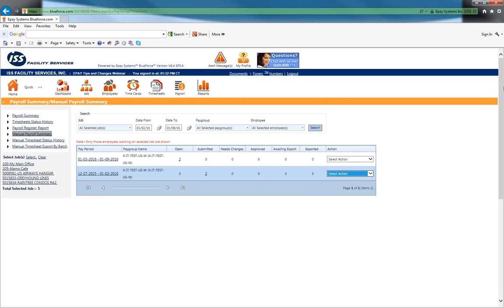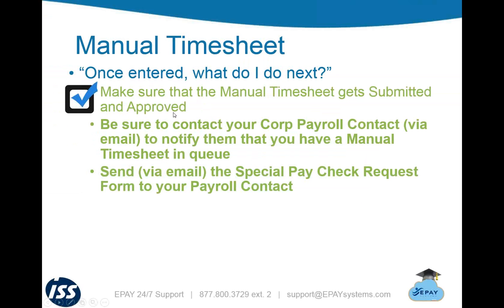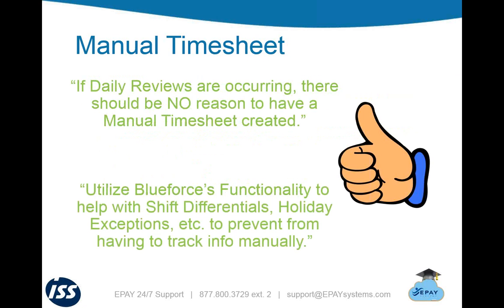The only thing that's left for me to do at this point is, like I mentioned, contact corporate payroll, notify them via email that the manual timesheet is in the queue, ready to go, and also send that special pay request to them for their records.